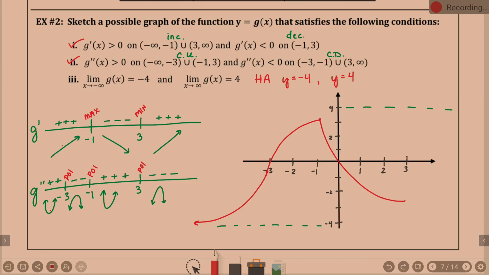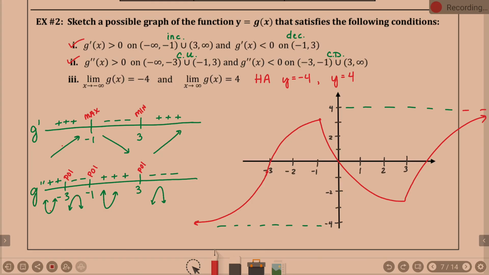Now I decreased and I'm concave up. Now what happens at 3? We're going to increase and also be concave down. Think about what that looks like, and again, it's not going to be a smooth turn, is it? Because if I'm increasing and concave down, it's going to go something like that, and it's going to have to stay under 4. So it's technically going to run along that asymptote.